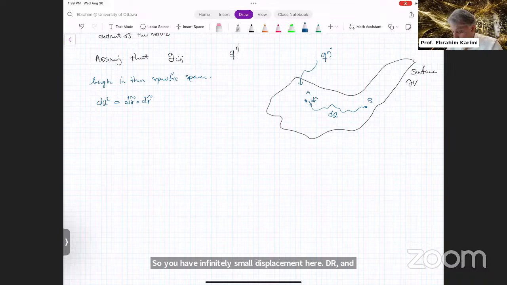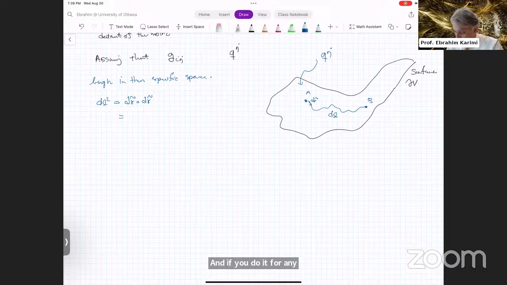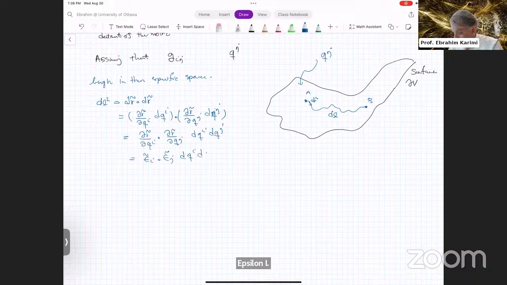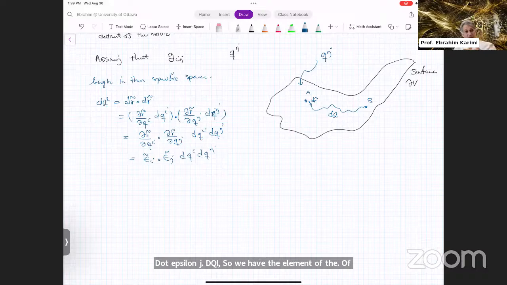And if you do it for any parameter of Qi, that will be indeed the derivative of r with respect to Qi, and then you have a dQi, and then you have the dot product with the derivative of r with respect to Qj and the dQj. And if you do this, that will be exactly the elements of the metric which we had, epsilon i dot epsilon j, dQi dQj. So we have the element of the length, which is an infinitely small displacement that you have, and we assume that this object is moving freely, so it's not under any force, okay?